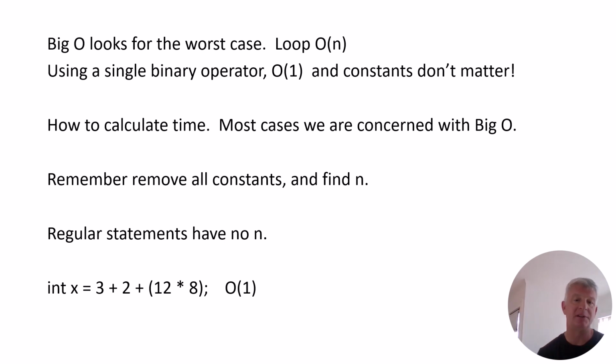Big O looks for the worst case using a single binary operator, and constant times don't matter. So if you get past O(1), if your thing has anything besides assigning variables and printing, you're going to be moving to log n, or n. Okay? Most cases we're concerned with just big O. Remember, remove all constants and find n. Look for loops.